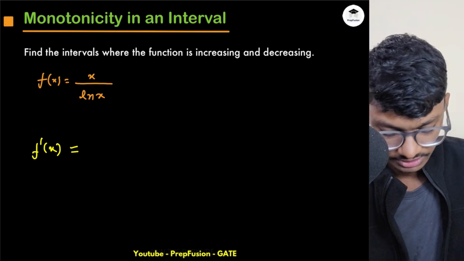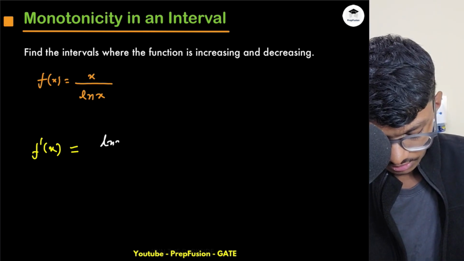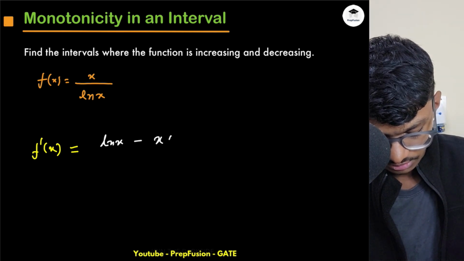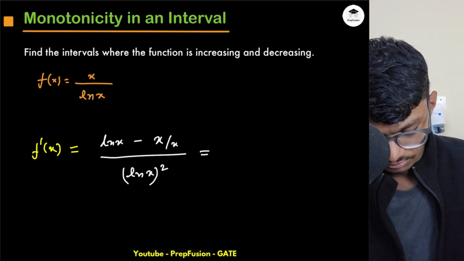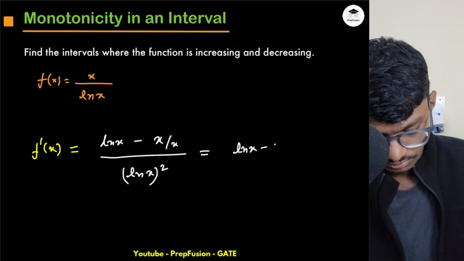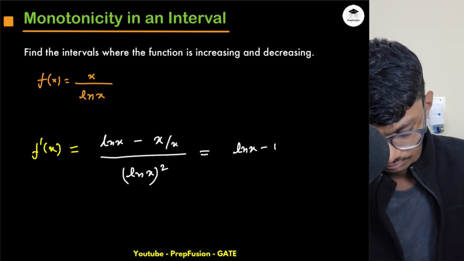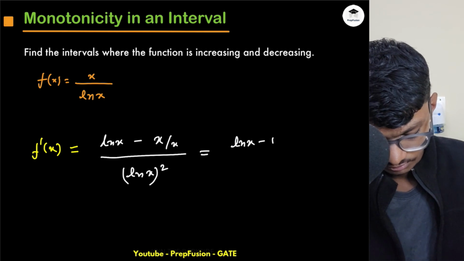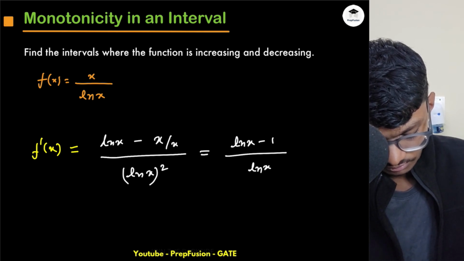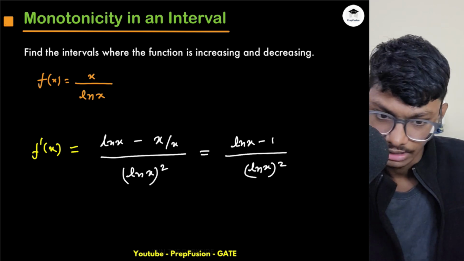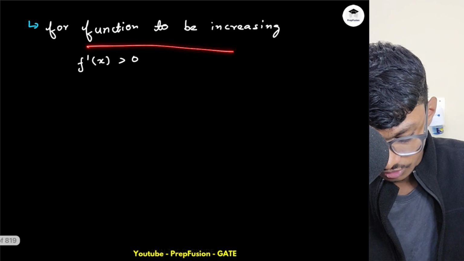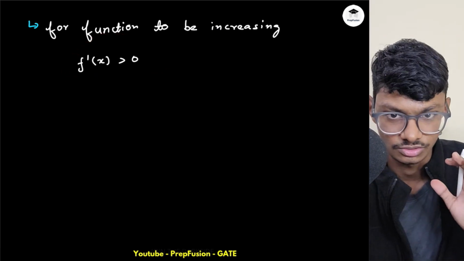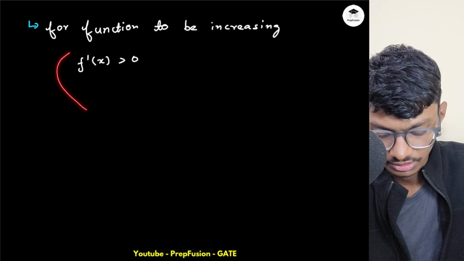Simply, I will apply the quotient rule. So it will be (ln x minus x by x) into (ln x) whole square, minus 1 over ln x whole square. Okay, so this is my derivative basically. Now for the function to be increasing, my f dash of x has to be greater than 0. I'm talking about strictly increasing only, so it has to be greater than 0.